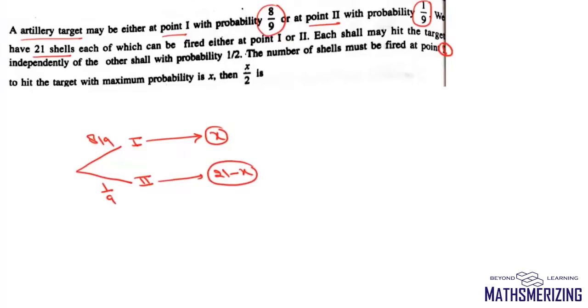Now, we need to maximize this probability of hitting the target. Now, probability of hitting the target as a function of x will be given by, now probability of choosing this first target is 8 by 9. So it will be this 8 by 9, and we have fired x shells onto this first target. So at least one of them must hit the target.